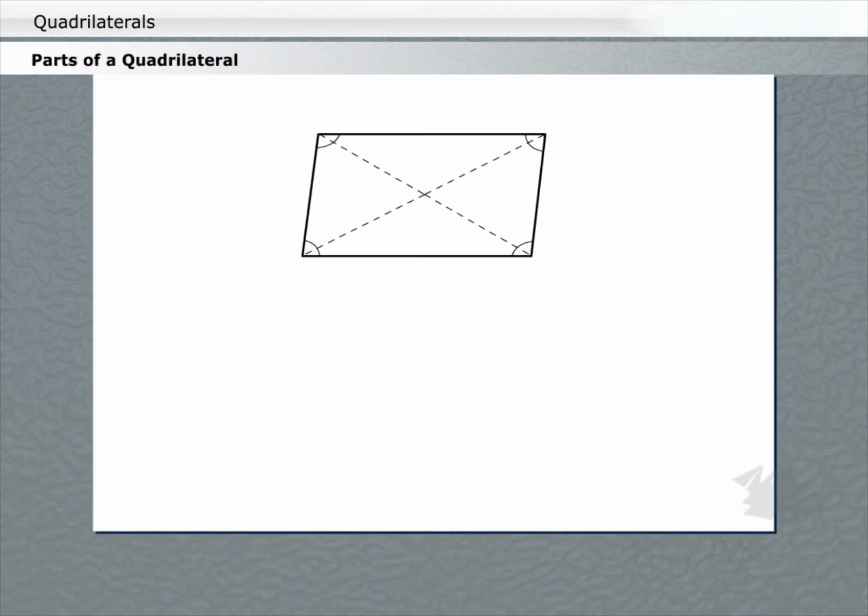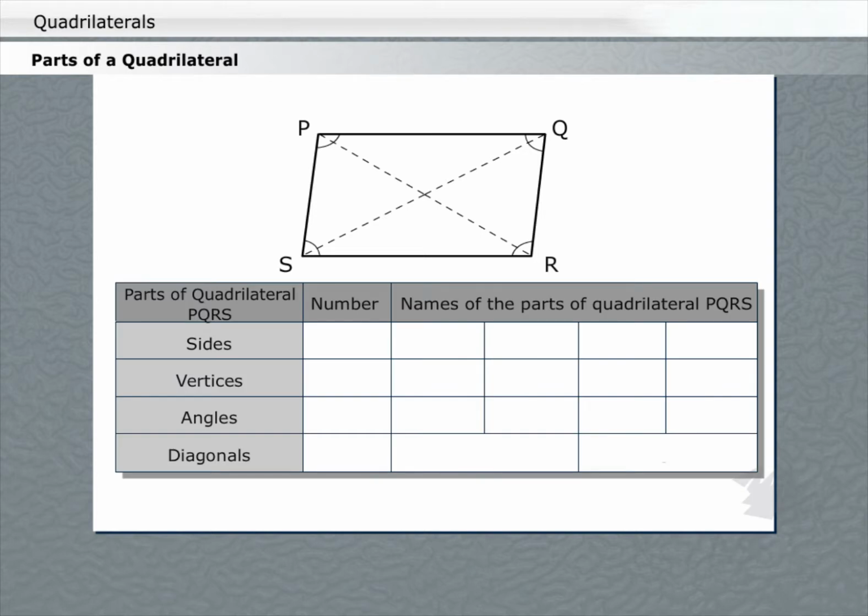This is quadrilateral PQRS. Observe that its vertices are named in alphabetical order. Click on the highlighted portions to recall the various parts of a quadrilateral. The sides of this quadrilateral are PQ, QR, RS and SP. The vertices of this quadrilateral are P, Q, R and S.